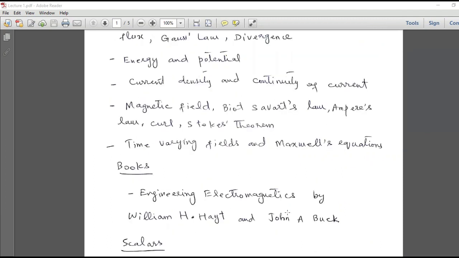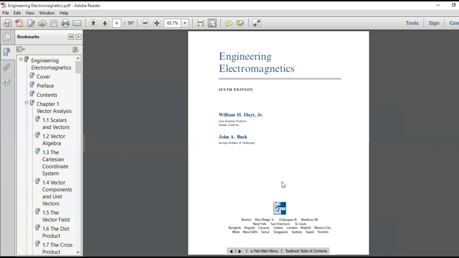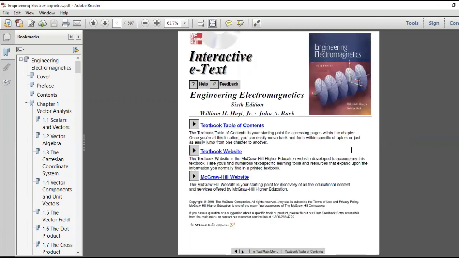And for this course, the recommended book is Engineering Electromagnetics by William H. Hayt and John A. Buck. This is a very good book, and I can show you the preface of this book over here. So the PDF version of this textbook is easily available on the internet, and I am using the 6th edition, but you can download any latest edition from the internet.